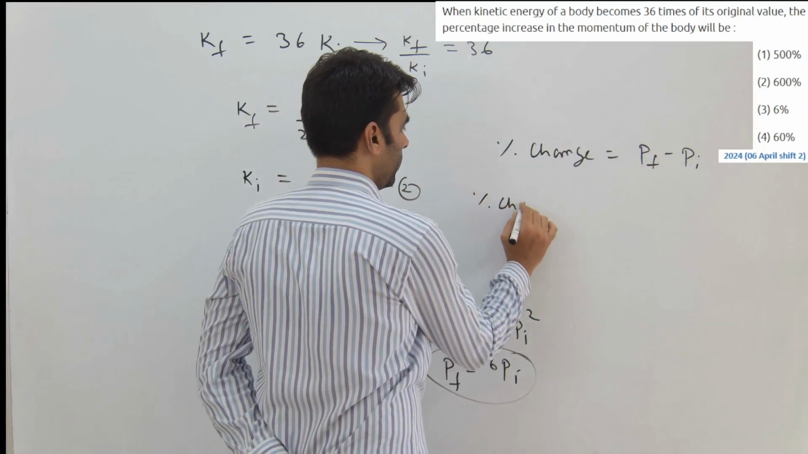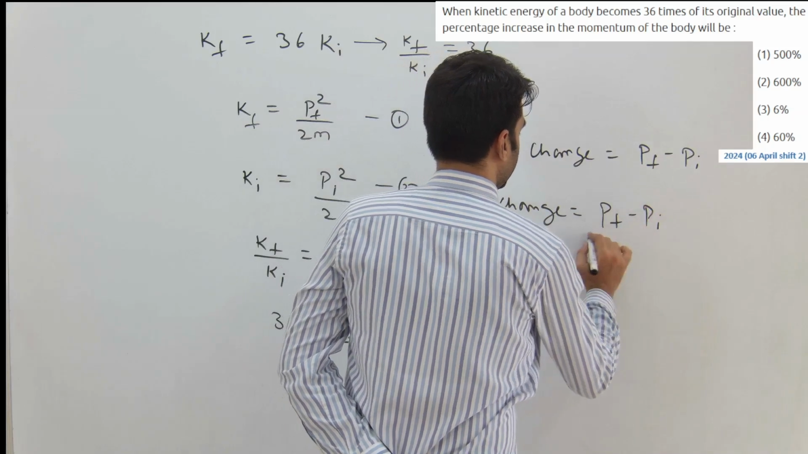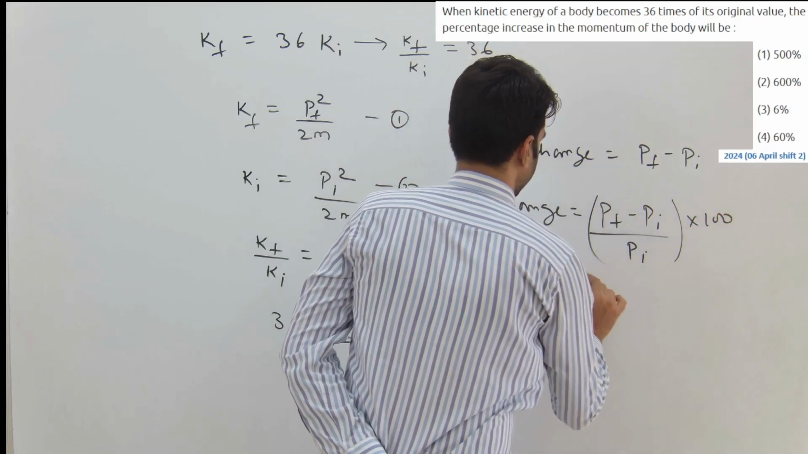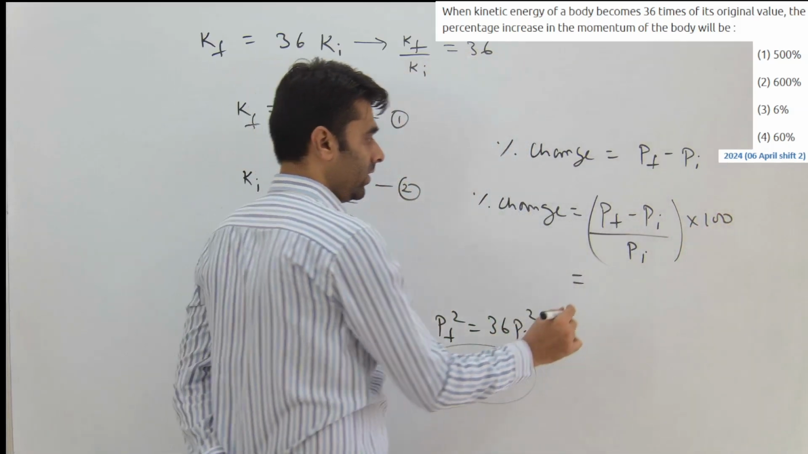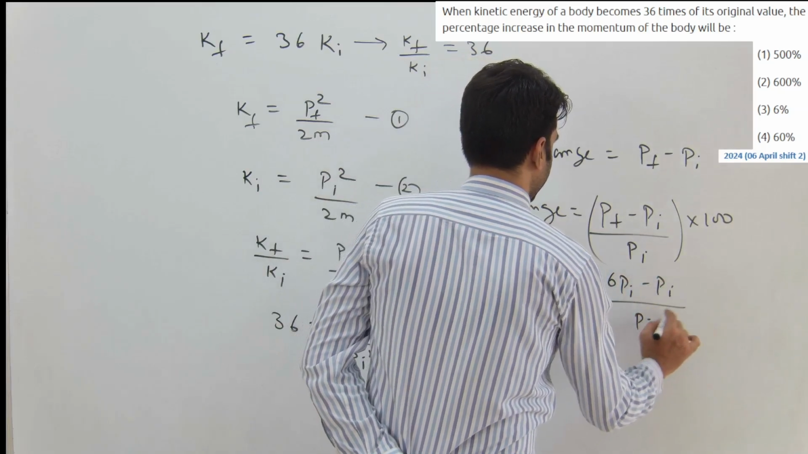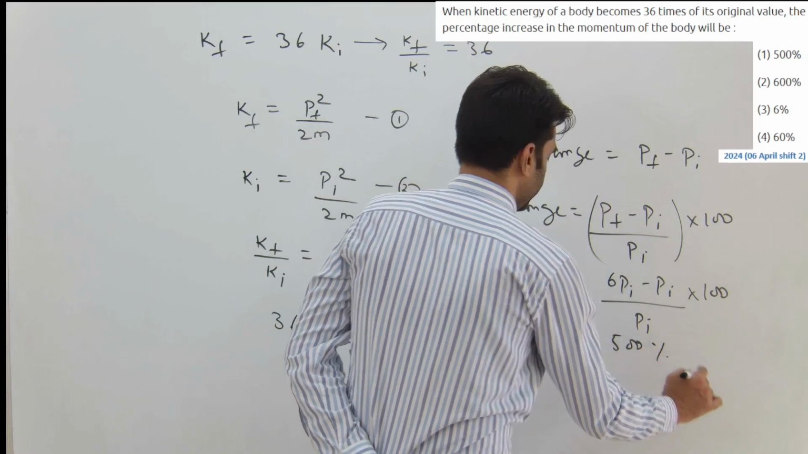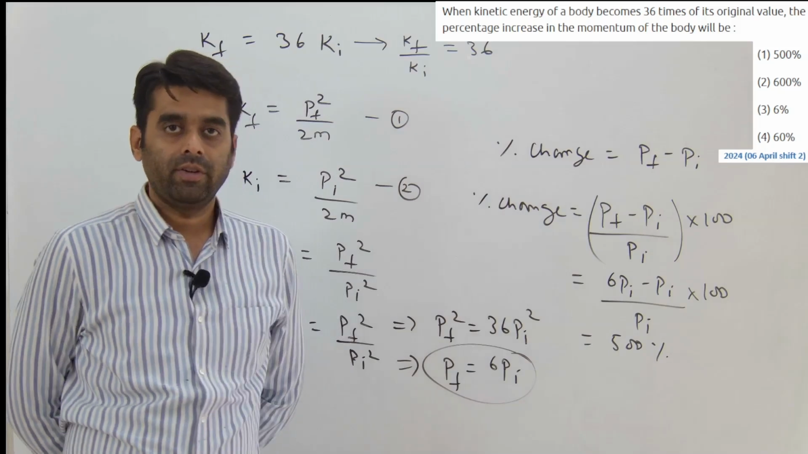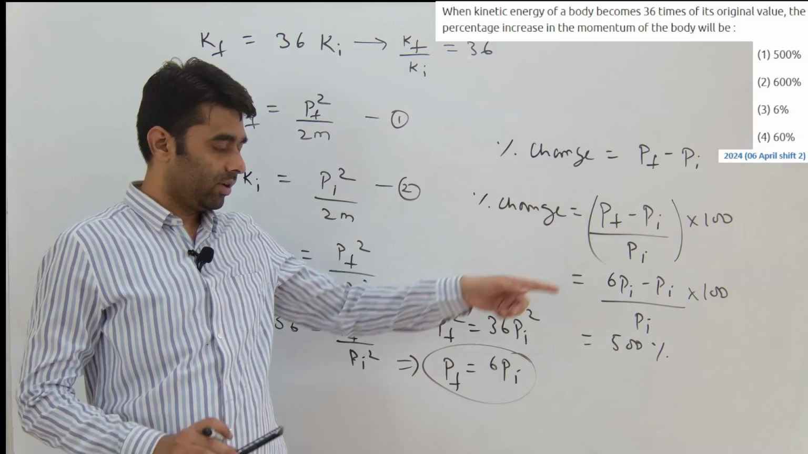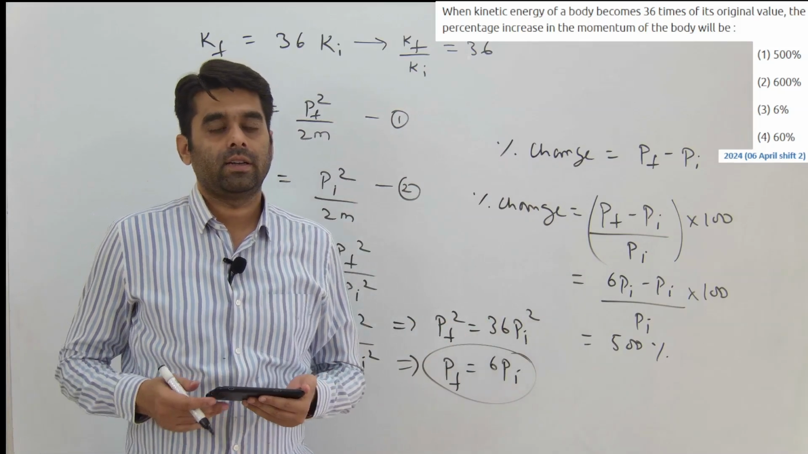Percentage change will be P final minus P initial divided by P initial into 100. P final is 6 times P initial. So 6 Pi minus Pi by Pi into 100. When you solve it, we'll get 500%. Let's check the options. We are getting option number 1. Option number 1 is our correct answer. Let's move ahead.